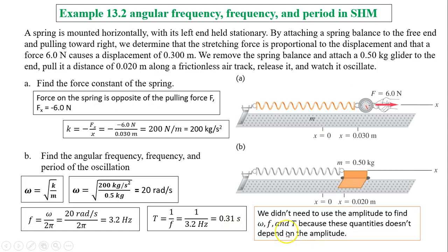In here, you need to know that even though the amplitude is different, it doesn't make any difference on the force constant or frequency or period. We didn't need to use the amplitude to find omega, f, and T because these quantities do not depend on amplitude. That's it for this lesson.